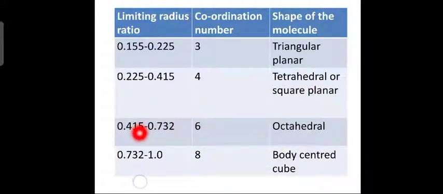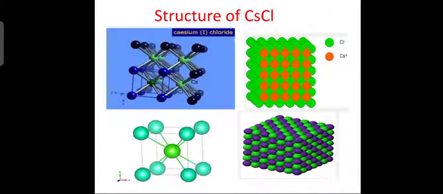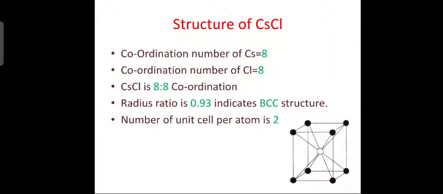Suppose in case you have radius ratio 0.415 to 0.732, coordination number is 6 and the shape of the molecule is octahedral. In case radius ratio 0.73 to 1, then coordination number is 8 and shape of the molecule is body centered cubic. Next slide. Structures of some ionic crystals. Alright. Next slide. Here are some ionic crystals. The structure of cesium chloride. Now what is the structure of cesium chloride?